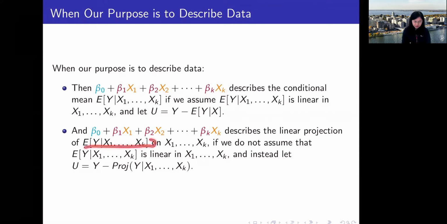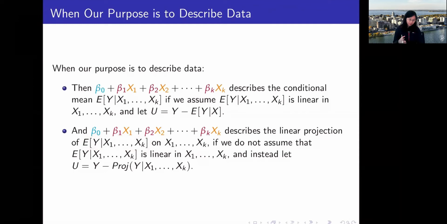If the conditional mean is not linear, if we do not believe that the conditional mean is linear, then we can define u to be y minus the linear projection of y on x1 to xk. And this observable part of the linear regression equation describes the linear projection of the conditional mean function on x1 to xk. What is the linear projection? The linear projection is a linear function of the x variables that is the closest to the conditional mean among all the linear functions of the x variables.